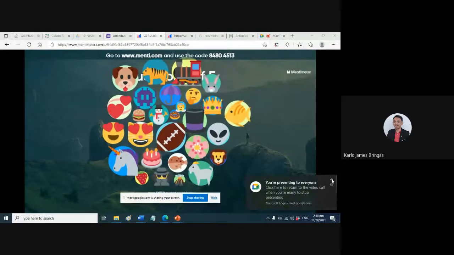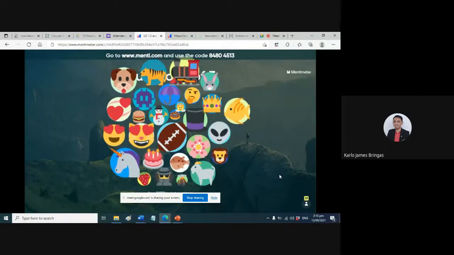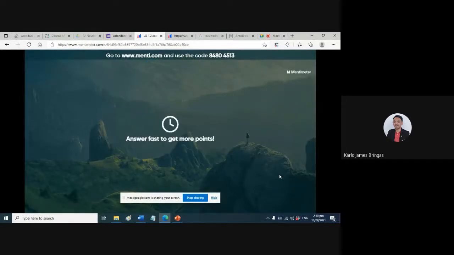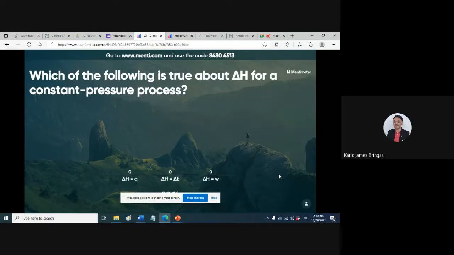Okay, so I think we're now ready to start our activity. If you have your calculators ready, we're now going to start the activity as follows. So first up, kindly please enter which of the following is true about delta H for a constant pressure process. Is it delta H is equal to Q? Is it delta H is equal to delta E? Or delta H is equal to W?